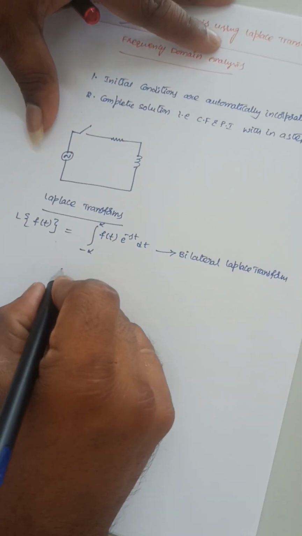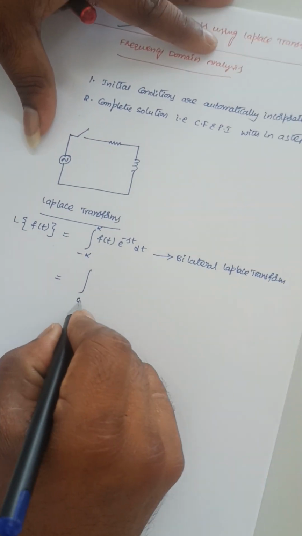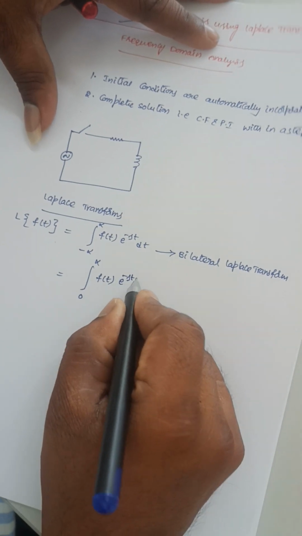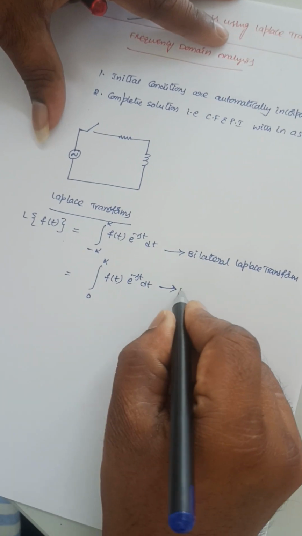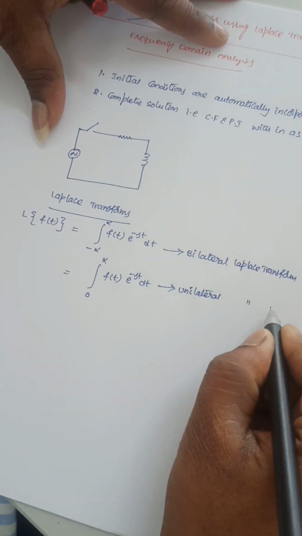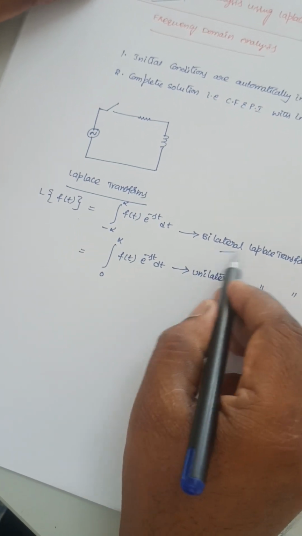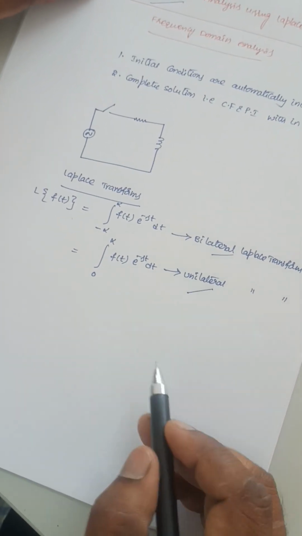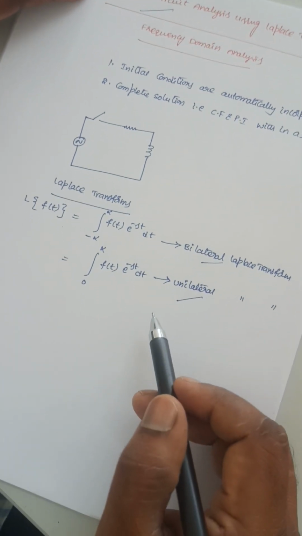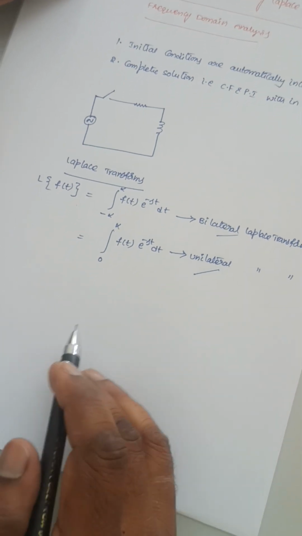I can also define the Laplace transform like this: from 0 to infinity of f of t e power minus st dt. It is called the unilateral Laplace transform. So there are bilateral and unilateral Laplace transforms. To analyze these electrical circuits, it is enough to take the unilateral Laplace transform.